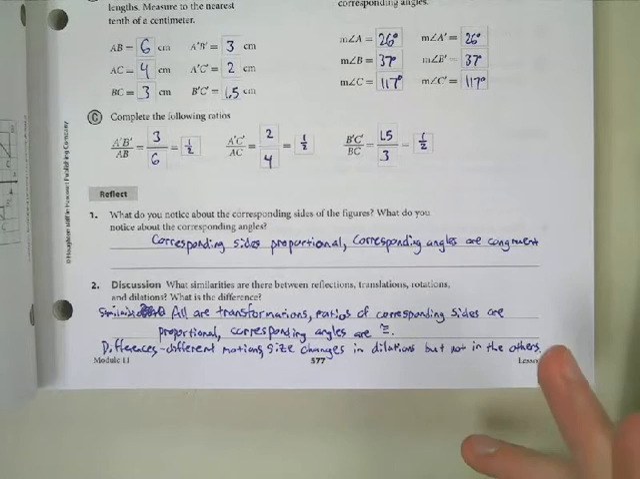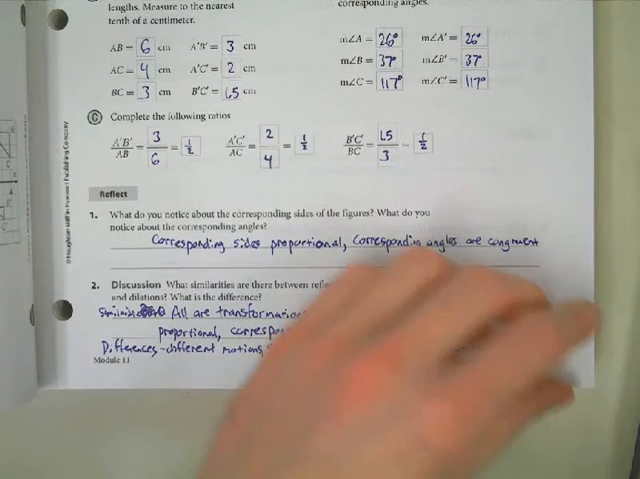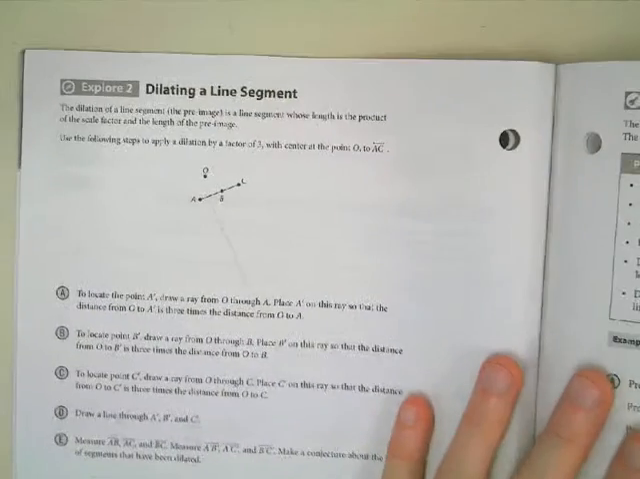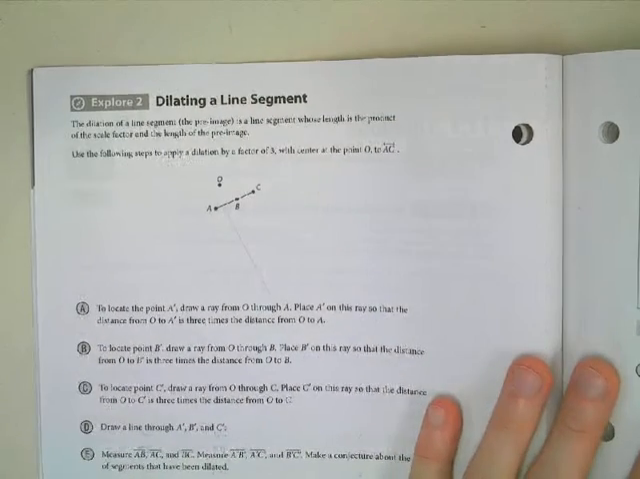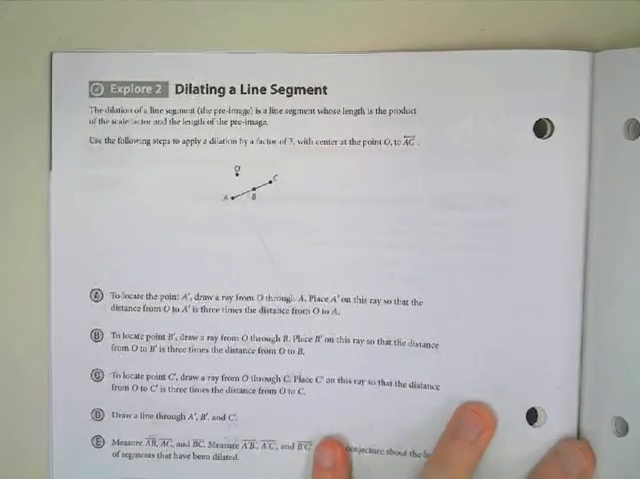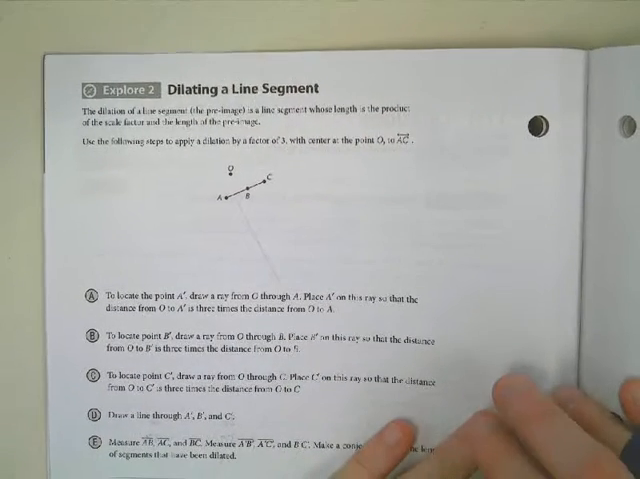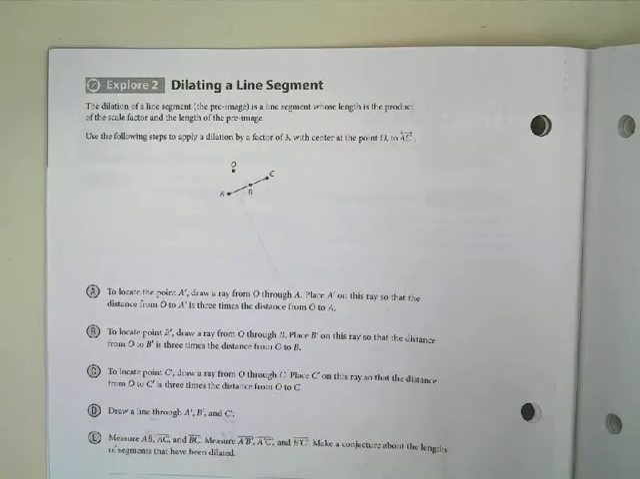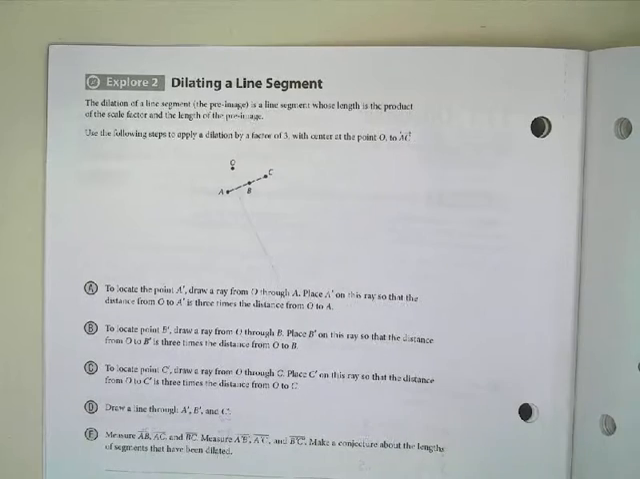Okay, cool. Very good. So now we're actually going to do a dilation here. We're going to dilate this line segment and see what happens. It doesn't say to use a compass, so we're not going to use a compass here. We're just going to use our handy-dandy rulers.